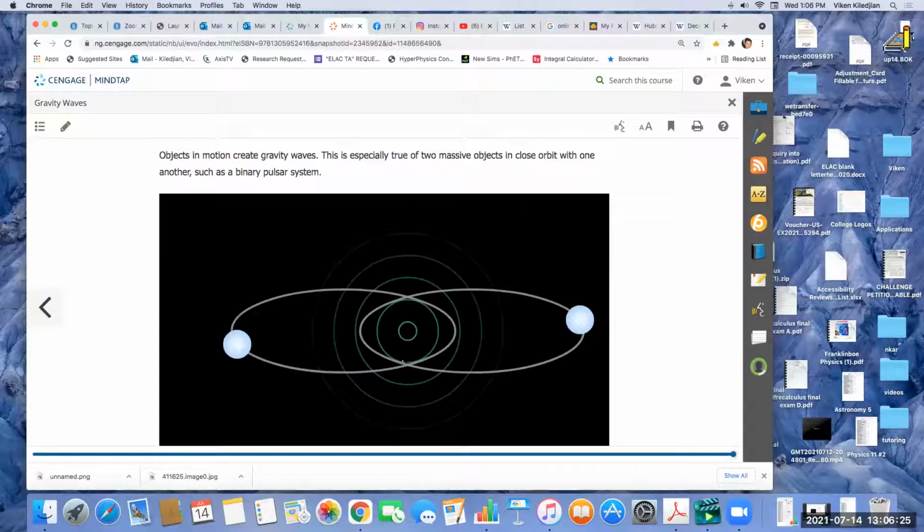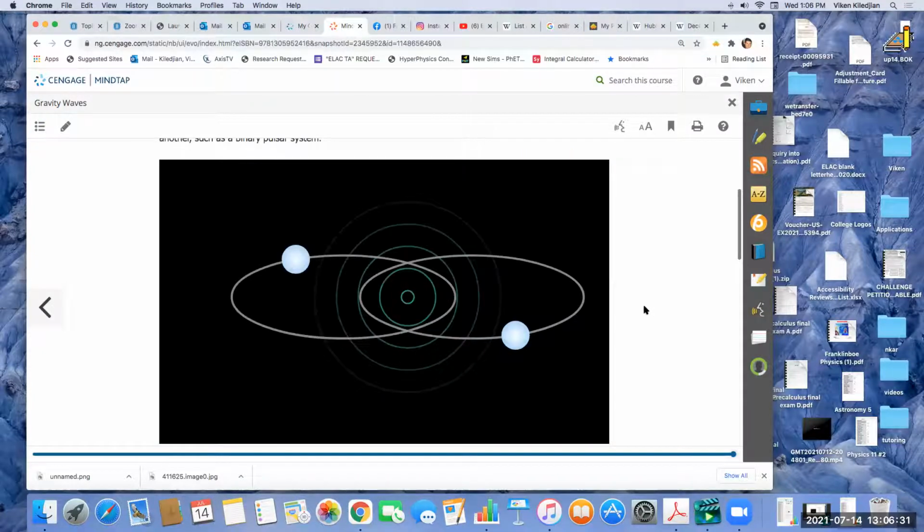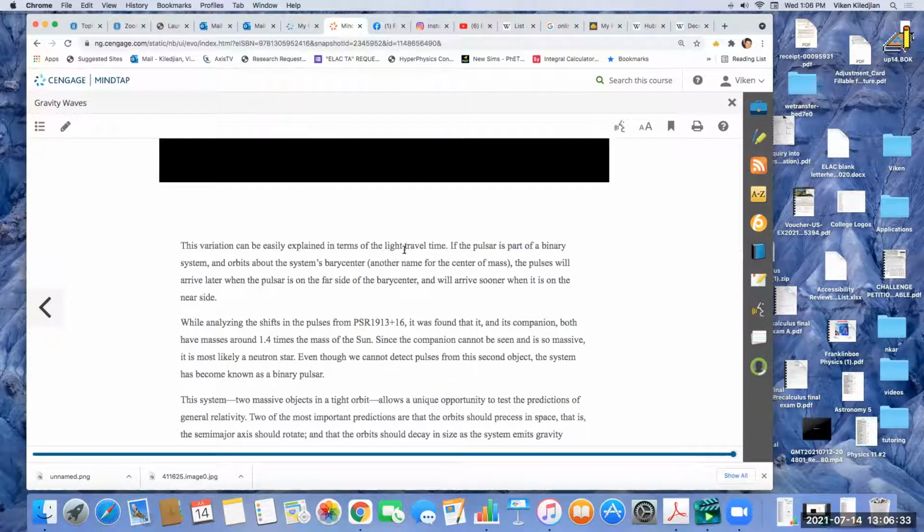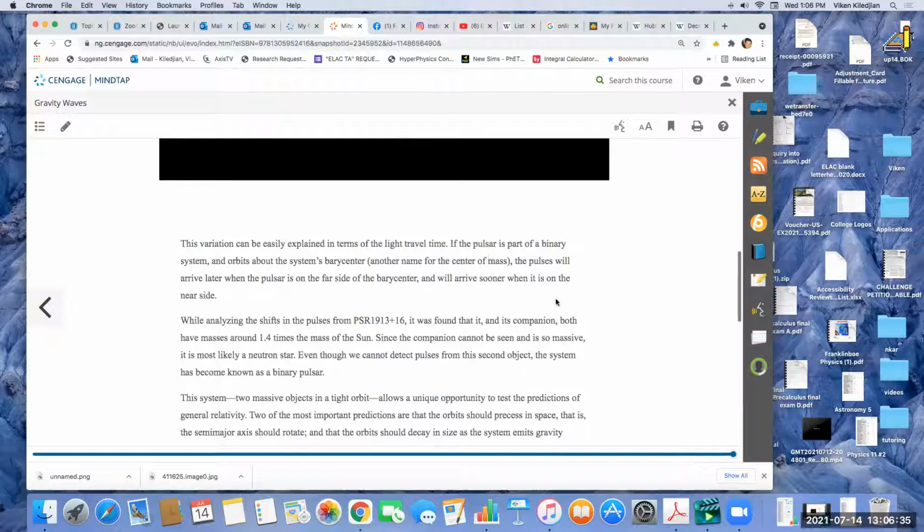And then far apart, and then so on like that. Right there, yeah. The variation can be easily explained in terms of light travel time. If the pulsar is part of a binary system and orbits about the system's barycenter, which is another name for the center of mass, the pulses will arrive later when the pulsar is on the far side of the barycenter and will arrive sooner when it is on the near side.